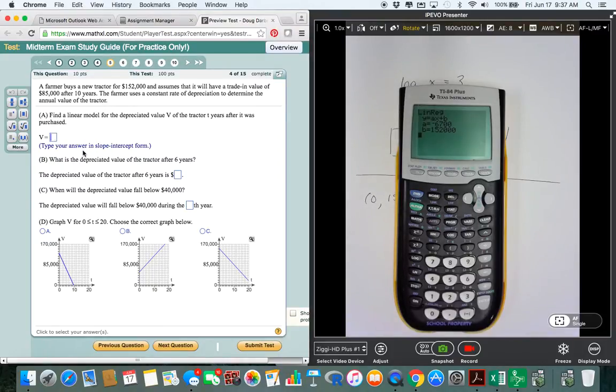So I'm going to have negative 6,700. You guys, it wants us to put it in terms of t and not x, so I'm going to use t there. And my intercept, as I would have expected, was 152,000.